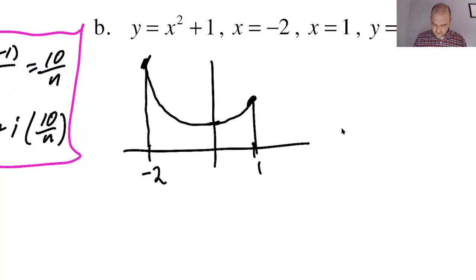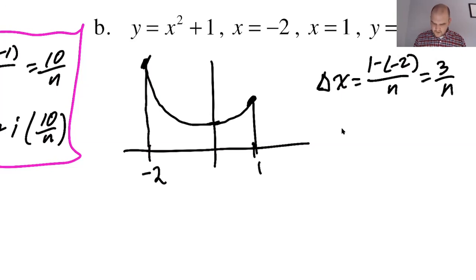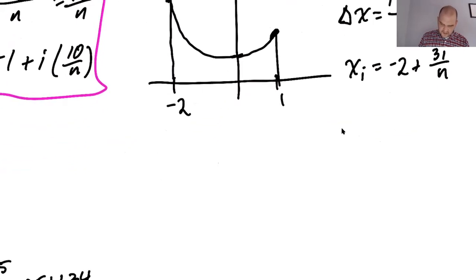All right, so we got to get a delta x. That's going to be 1 minus -2 divided by n, so 3 over n. We've got an x sub i, which is going to be -2, where you start, plus i delta x, so 3i over n. We're going to have a summation, so our volume as a function of n.